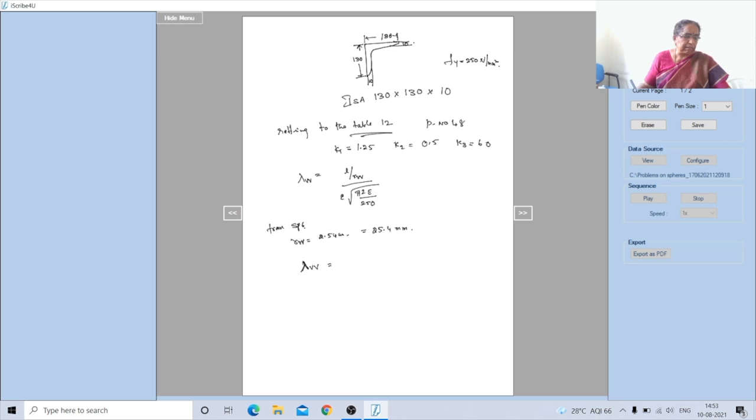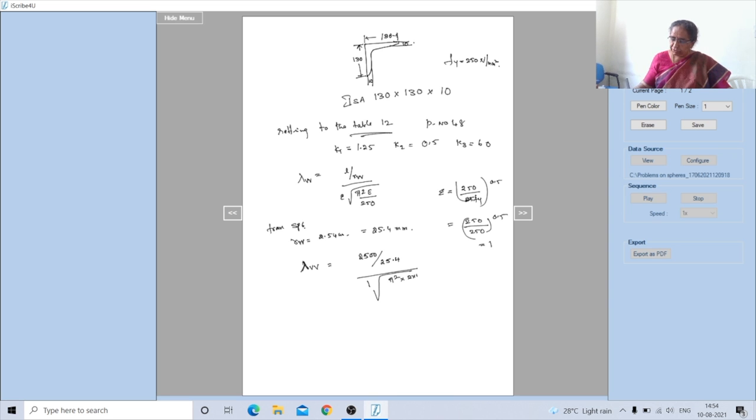Lambda VV equals L, the length of the member, which is 2500, that is 2.5 meters, divided by RVV, the radius of gyration in V direction, 25.4, divided by epsilon. Epsilon is given in the code book as 250 by Fy to the power 0.5. That is 250 divided by 250 to the power 0.5, which is nothing but 1. So epsilon is 1, then root of pi square into E.